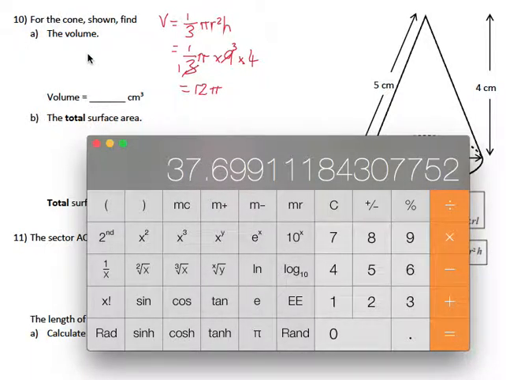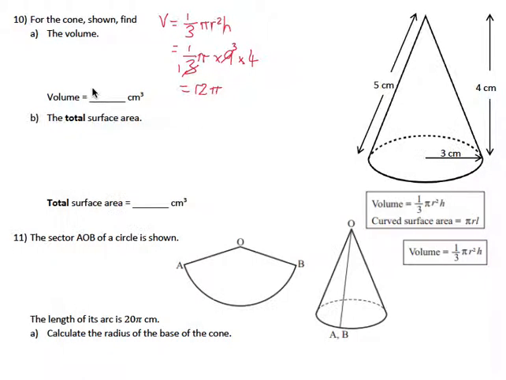Now it doesn't say in the question how many decimal places, so remember 1 is always a good rule of thumb. Okay, now somebody's actually pointed out already that this shouldn't be cubic centimetres on this one, this should be squared centimetres, so well done if you spotted that.